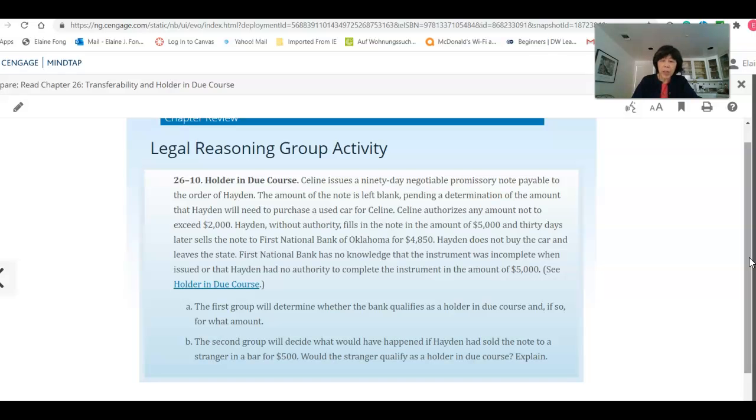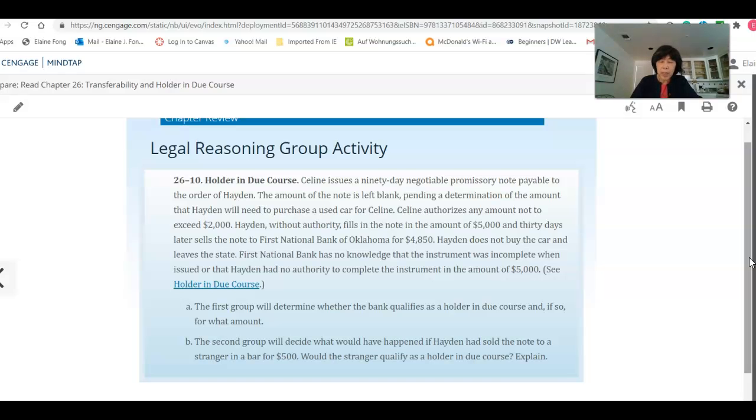The second problem changes the context of the transfer. Instead of Hayden going to a bank, Hayden sells the note to a stranger in a bar, and he gets $500 for this note made out for $5,000. Will that stranger, the transferee, qualify as a holder in due course in this context? And what are we going to do? We're going to look again at the three requirements to be a holder in due course. Has value been paid? Well, $500 has been paid. So technically we can make the requirement of value.